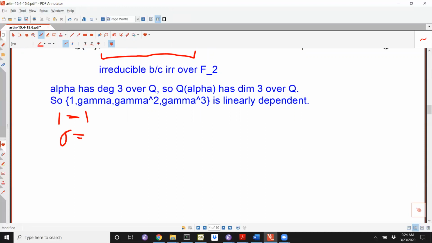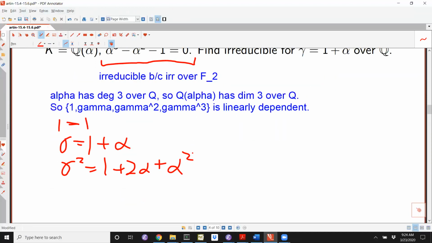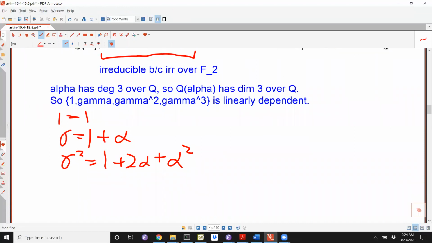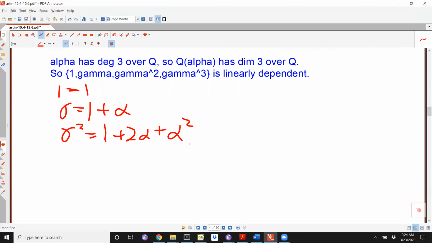Gamma equals 1 plus alpha. Gamma squared is equal to 1 plus 2 alpha plus alpha squared. I immediately see this is going to be a problem because it's going to require me to do linear algebra in 4 variables in front of a camera, basically. So please bear with me or help me out here. My apologies for having thought of this in the first place.